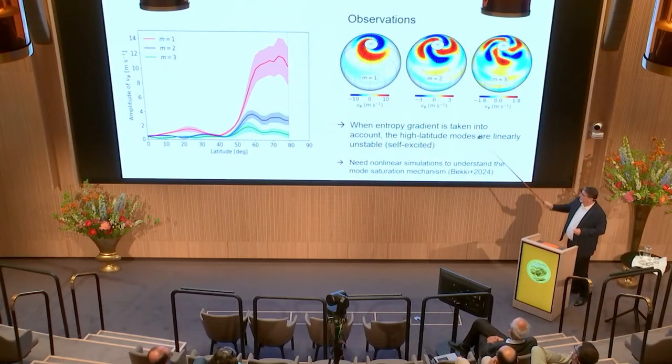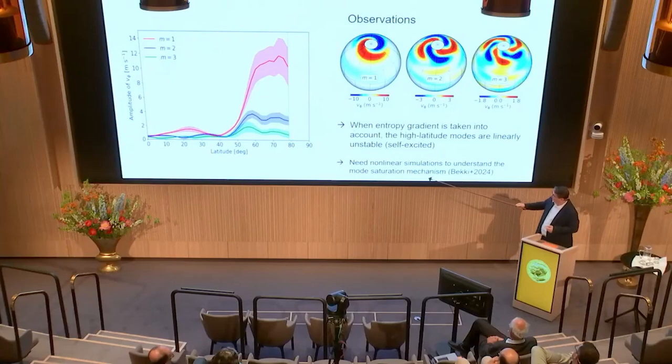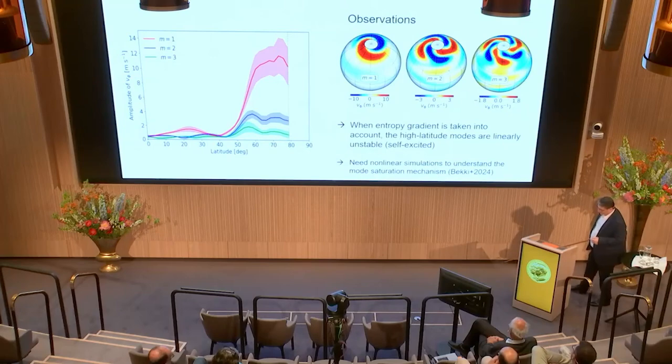Well, when the entropy gradient is taken into account in the background model, what we see is that the linear eigenmodes are unstable, linearly unstable, meaning that there is a positive growth rate. And so these modes are self-excited due to baroclinic instability, due to this latitudinal entropy gradient. And to understand this amplitude, it means we need to move to something more complicated. Some nonlinear mean-field simulations to understand the mode saturation mechanism.